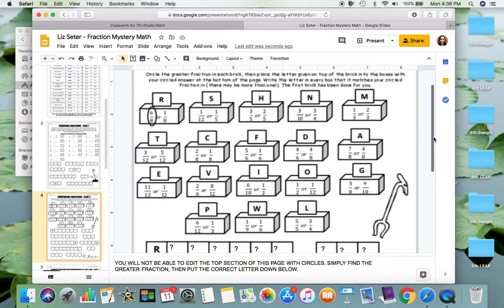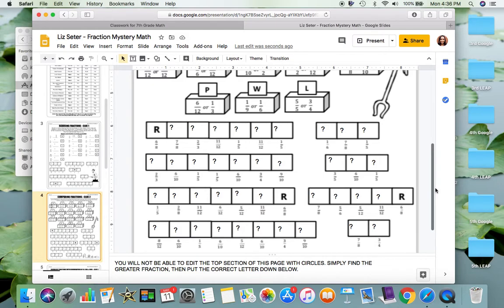I put a note here. You'll not be able to edit the top section of the page with circles. It's going to want you to circle the greatest fraction. You're supposed to compare the two fractions and circle the one that's larger, but you're not going to be able to circle it. It just didn't let me edit so that you could do that. So look at the box, and then write the letter wherever it is down here. I hope that is not too blurry for you. We'll give it a shot.